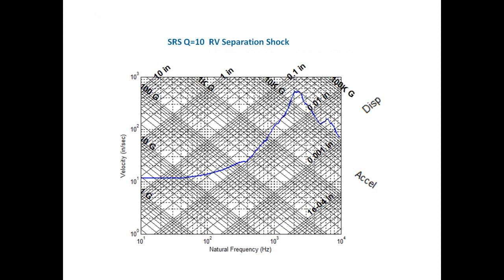And as we take the tripartite SRS of that particular shock, we have velocity in inches per second versus natural frequency in hertz. This velocity here is, let's see, we've got 100, 200, 300, 400. This is over 500 inches per second. So clearly a very severe event. So the moral of this story is, please do not mount avionics components anywhere near that RV separation plane. But if it becomes absolutely necessary to do so, please use isolators.